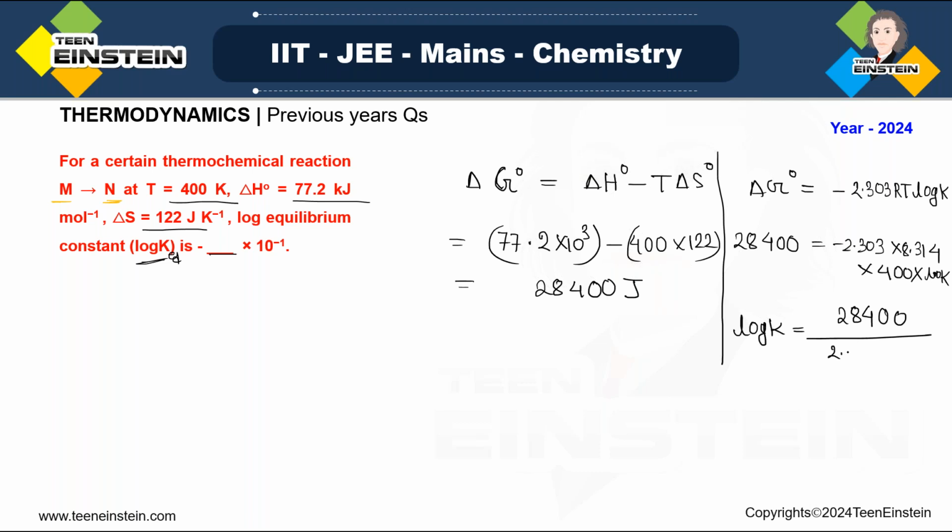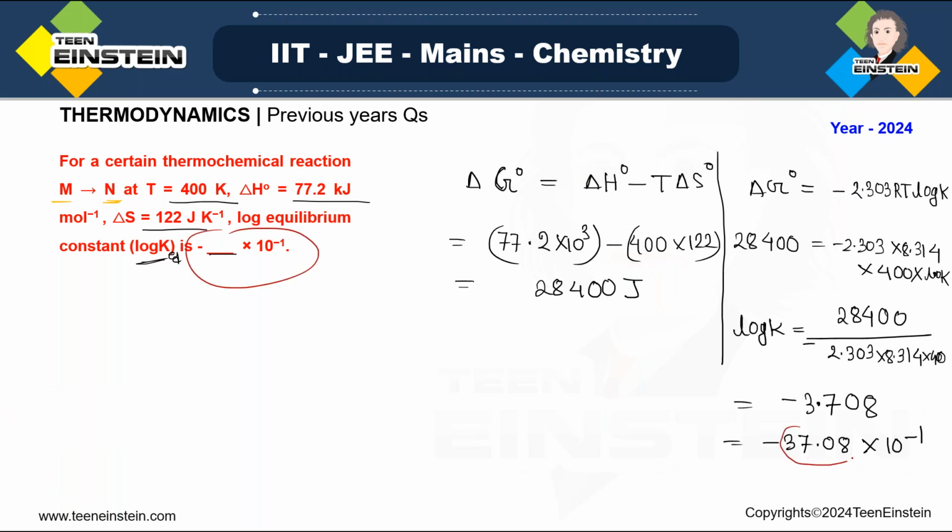divided by 2.303, and there will be a minus sign. But how will we express it? There is a minus sign, fine, but we will express it with a 10 to the power minus 1. Now under this condition, if you compare with this, this is our answer, and the nearest integer will be 37. 37 should be the answer. Fine.